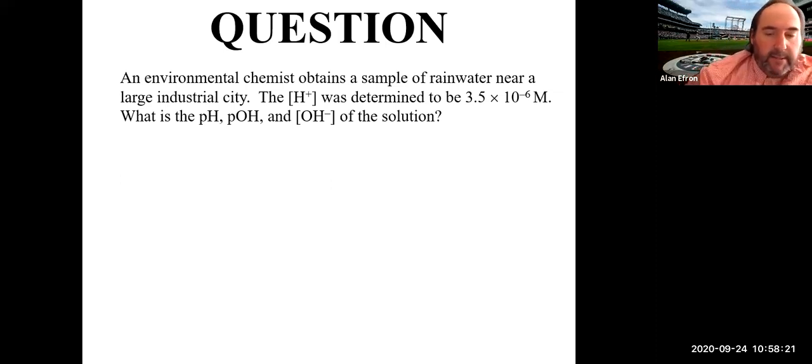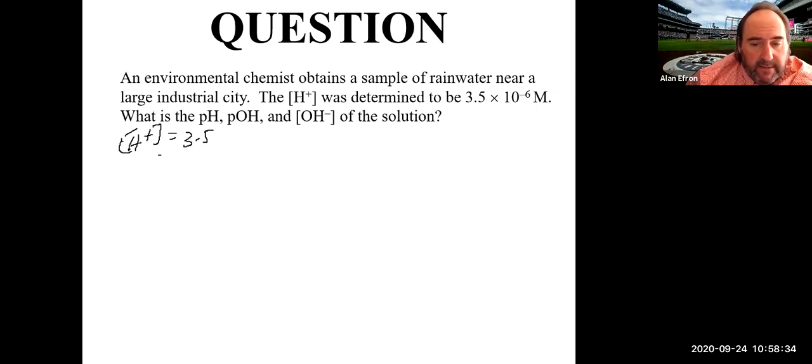Okay, so let's take a look here. So again, in this case, as we've been seeing, there are multiple ways you could approach it based on what's given to you. So in this case, we have the H plus is 3.5 times 10 to the minus 6. So many ways you could start. You could use KW to get the OH minus. I'm just going to go with the pH here.